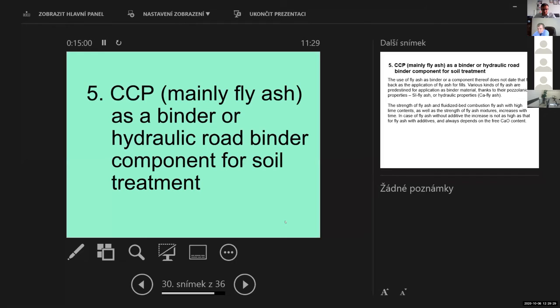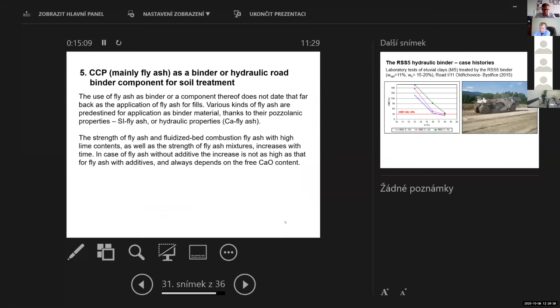There are a few words about the use of coal combustion products, mainly fly ash, as a binder or hydraulic binder component for soil treatment. The use of fly ash as binder or component thereof doesn't date as far back as the application of fly ash for fills. Various kinds of fly ash are predestined for application as binder material, thanks to their pozzolanic properties, especially in siliceous fly ash, or hydraulic properties, in calcium fly ash.